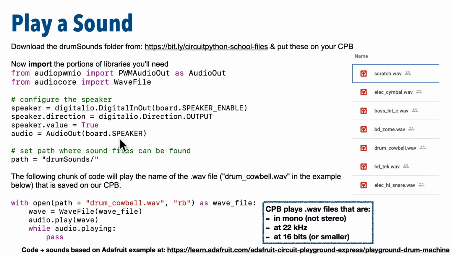So by saying audio.play(wave), we just play our new wave file out through our board speaker. And then in the next line, by saying while audio.playing: and then underneath that, pass, we're just going to continue to play the file until the file's done.